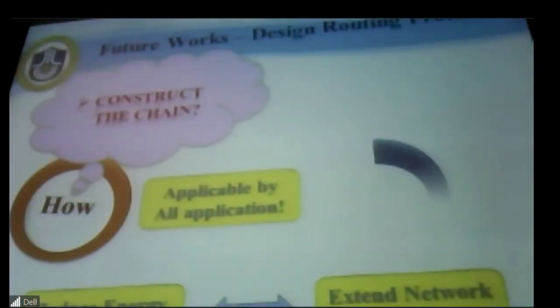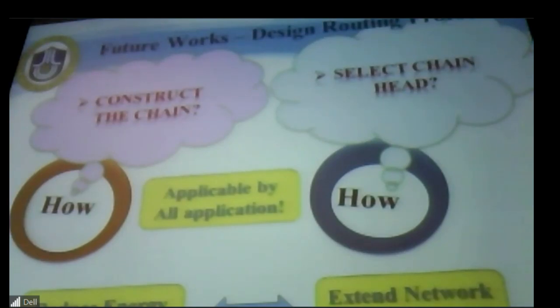For the future work, we need to design new routing protocols. These routing protocols must consider how to construct the chain and how to select the chain head, because these are two very important things in all routing protocols, as well as reducing the energy consumption and extending the network lifetime for the sensor nodes.